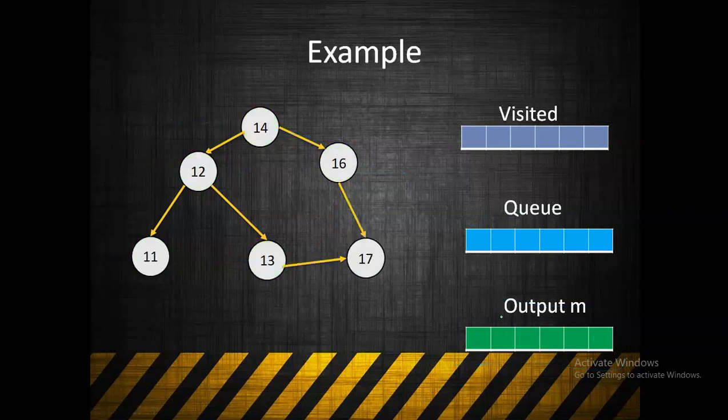So in example 2, the root node is 14. Then 12 and 16 are its children, and 13 and 11 are children of 12. Then 17 is the child of 16 as well as 13. So this is the simple example we framed. Initially, the visited array, Q, and output are all empty.